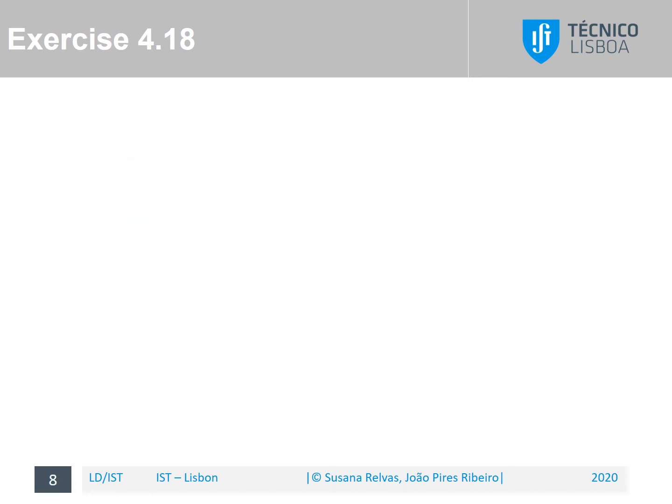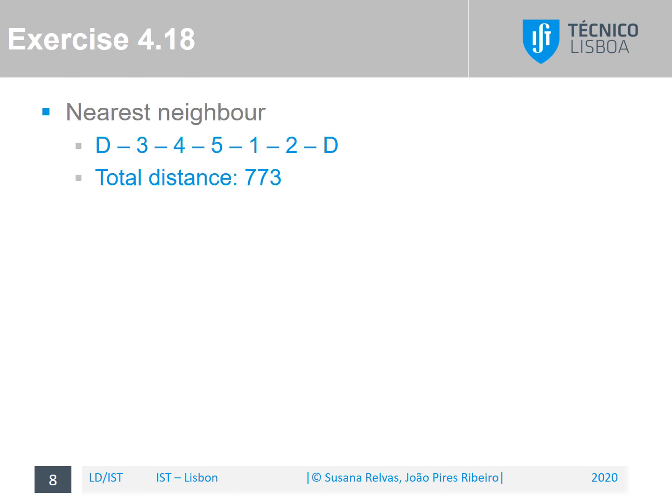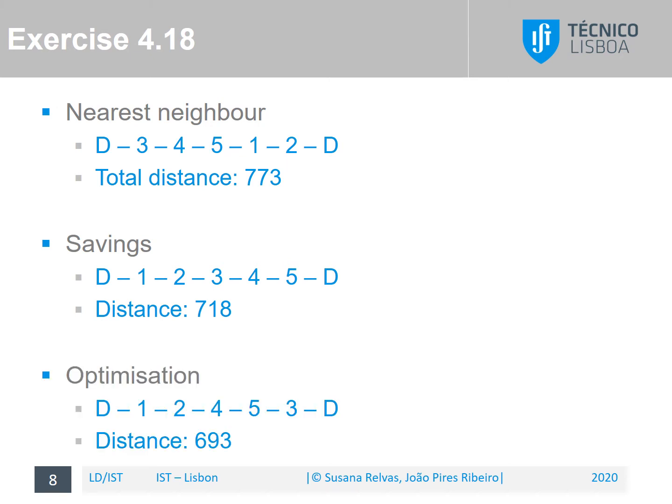Now we can discuss the three methods used for a solution for exercise 418. The nearest neighbor, we got this path and the total distance of 773. The savings got us a different solution with a lower distance. But was this the best solution we could find? No, because we also did in the last class an optimization model and we found a different solution with a better distance, a better solution. So imagine that we are talking about costs. We reach a solution with the lowest costs.